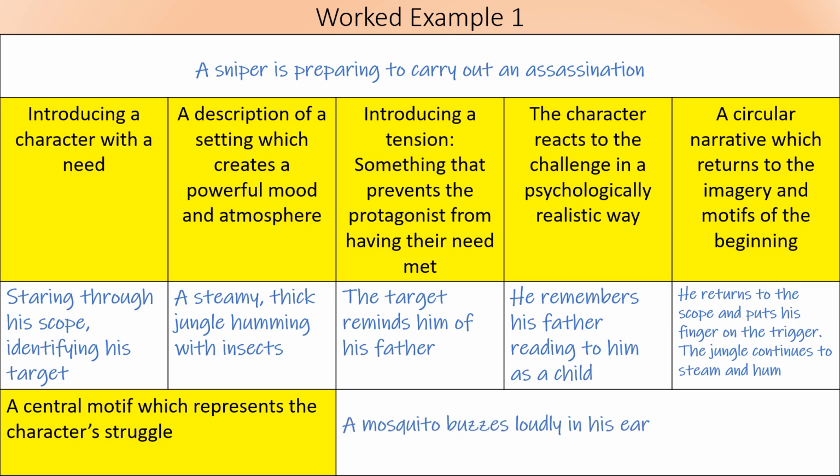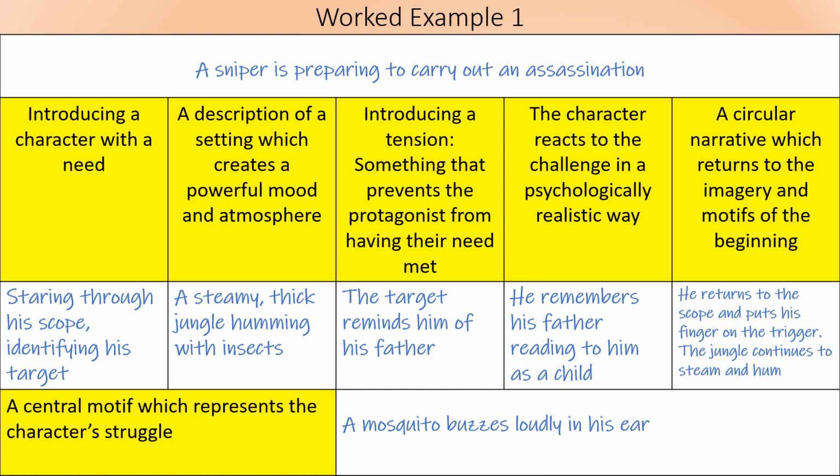And so now we've decided on our story, let's make sure that we've shown the examiner that we can be inventive with structure. And so we're going to include a motif that is going to represent his guilt and his conscience and the challenge to his mission. And let's use a symbol. Let's use a mosquito buzzing loudly in his ear. I'm going to describe that at the beginning of the story and again at the end to represent his conscience.